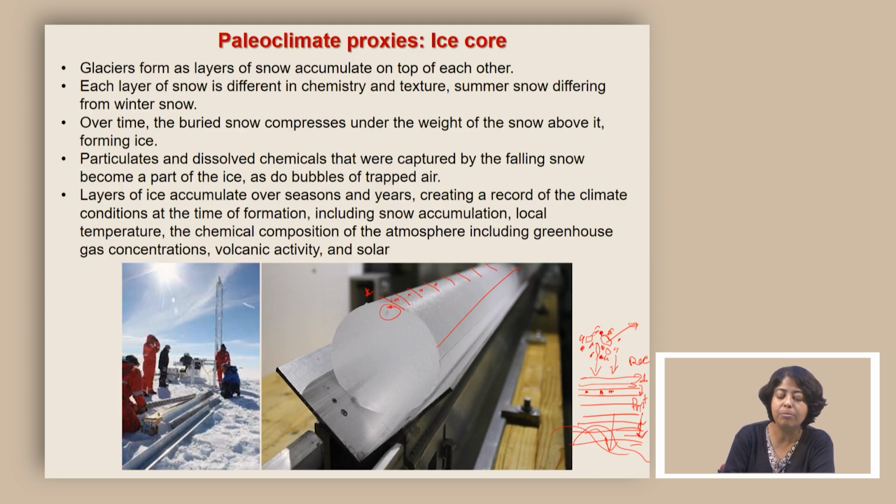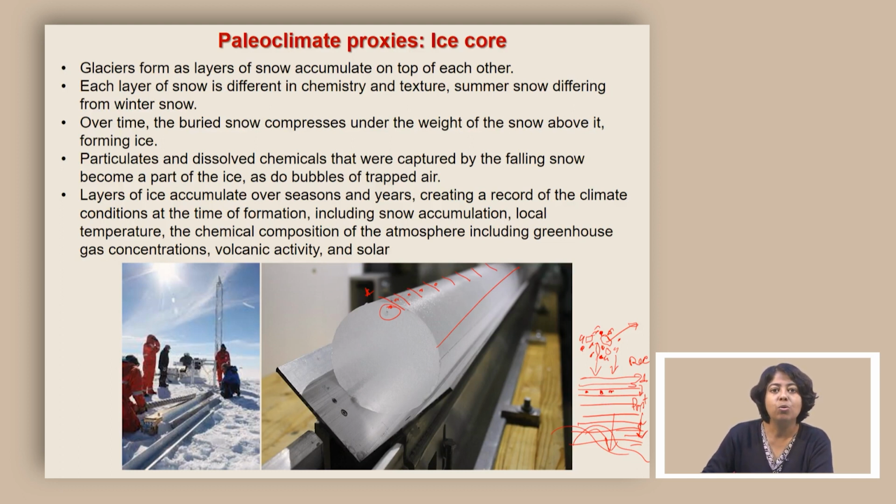Not only that, as I mentioned, they also trap other particles. So, that tells you something about the conditions during that time, how the wind was blowing, from where it was blowing. So, there are cases where some of these ice cores were recording particles which were flown all the way from Sahara. So, the wind direction movement can also be tracked using these ice cores.